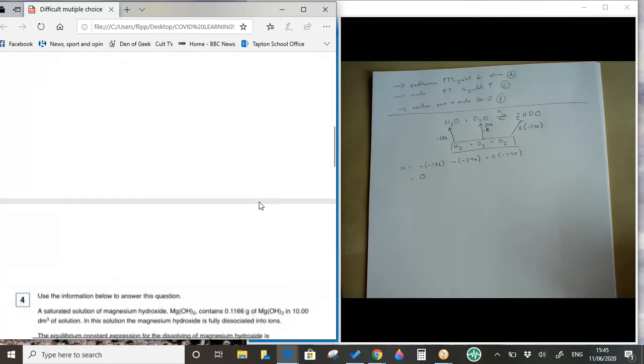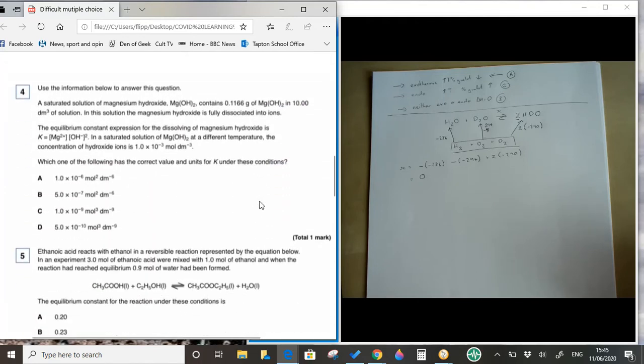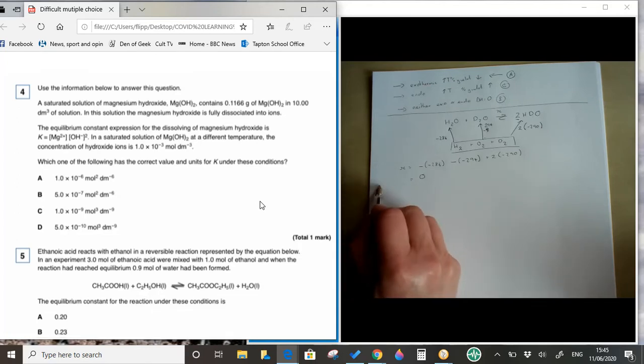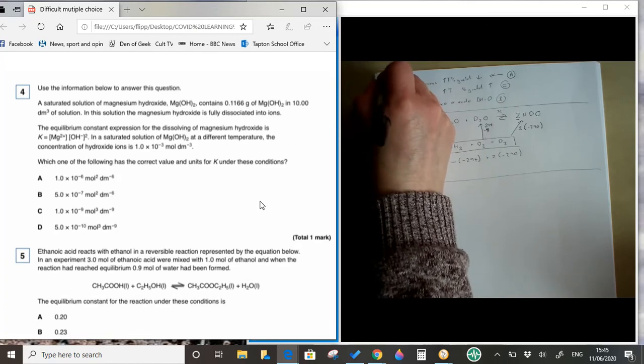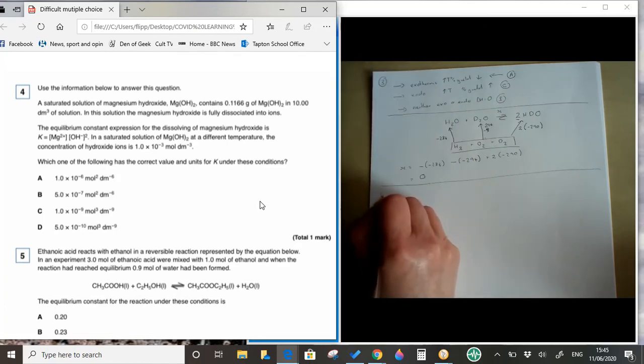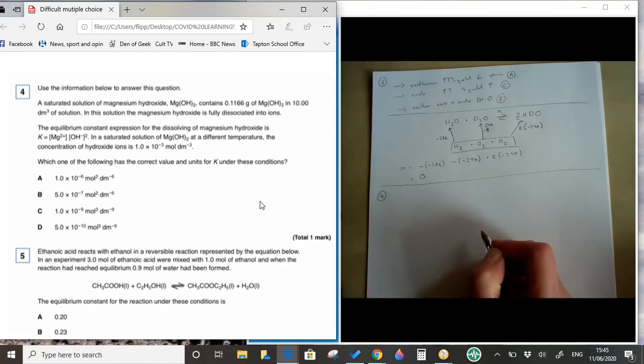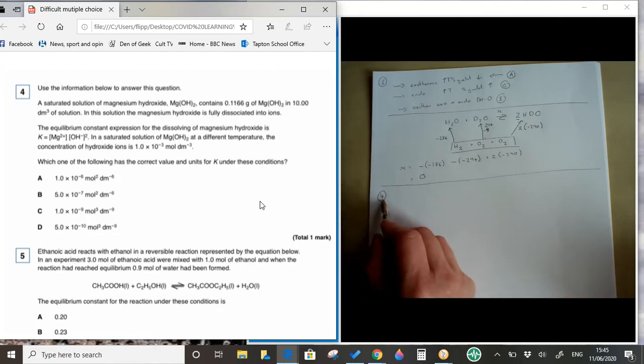Right, so that's the first question. Right, question 4. So that was question 3. This is question 4. These questions are from my website, so if you want to see the actual questions along with the others, they're in the multiple choice section.